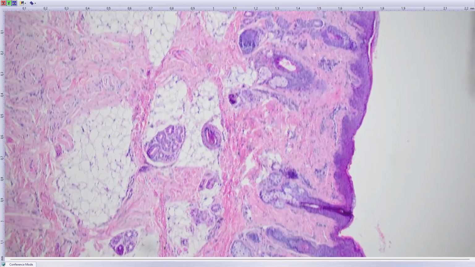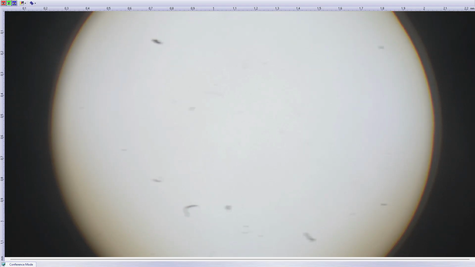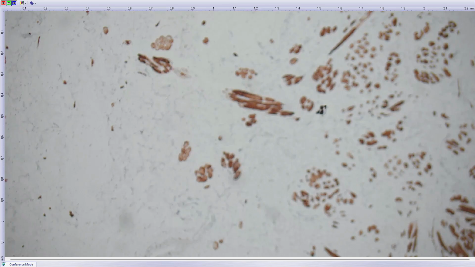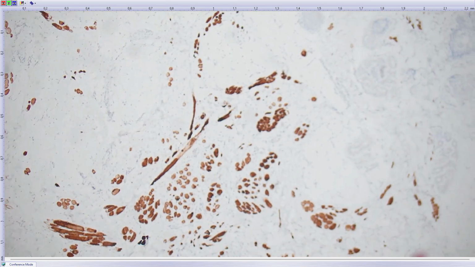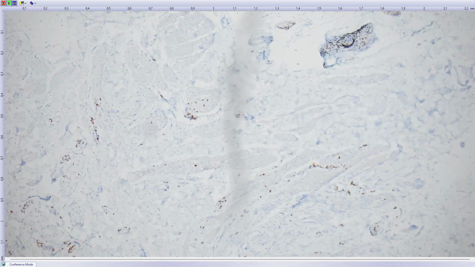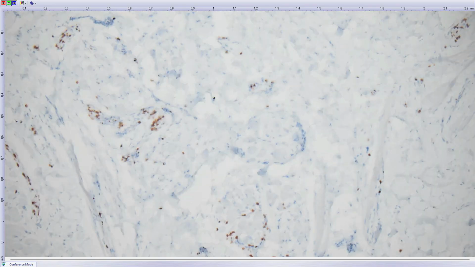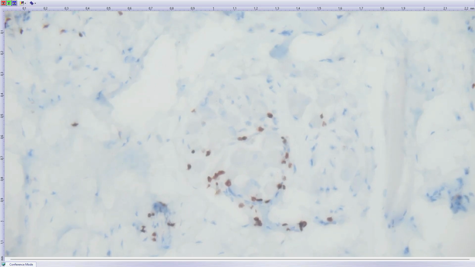This is a very rare lesion, typical for small children. This is desmin, just to highlight the skeletal muscle, haphazard arrangement pretty much. And here is SOX10, which nicely shows how basically the peripheral nerves are admixed with the skeletal muscle in the middle.